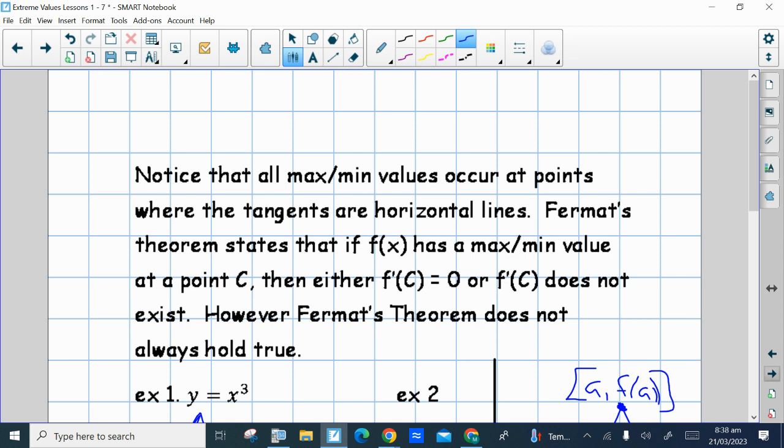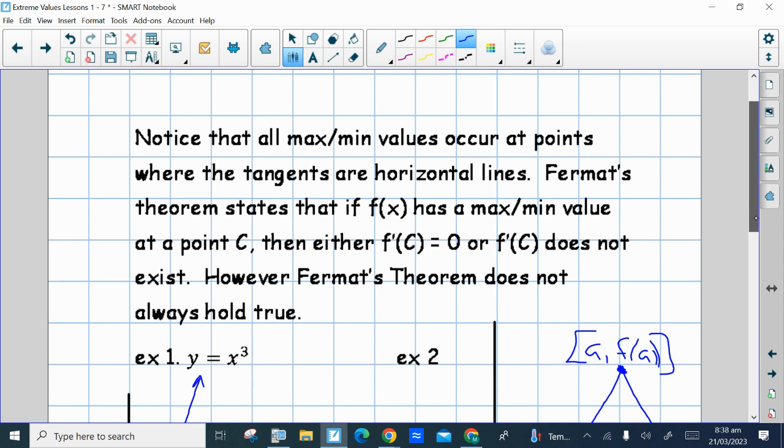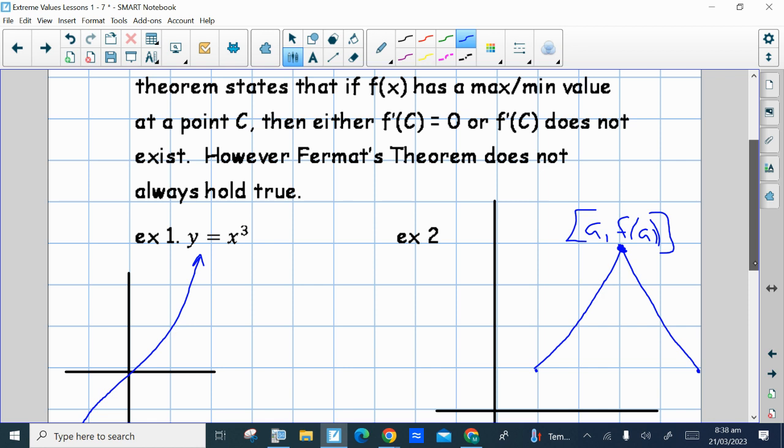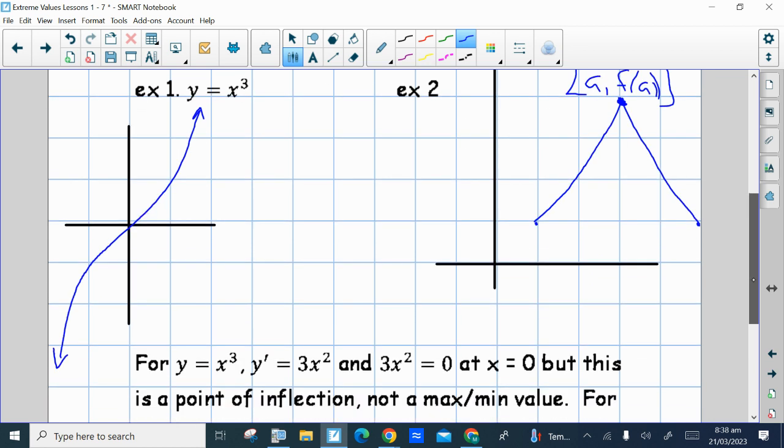So again, all max and min values occur at points where the tangents are horizontal lines. Fermat's theorem states that if f(x) has a max or min value at point c, then either f'(c) equals 0 or f'(c) does not exist. However, this does not always hold true. And one example is the graph of y equals x cubed.